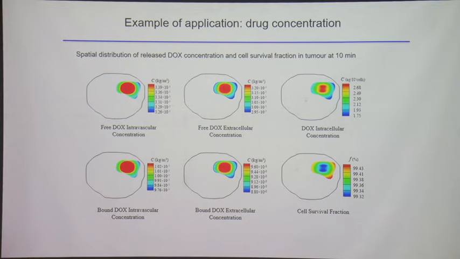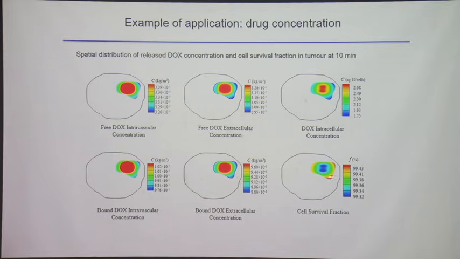And this is the doxorubicin drug concentration in the extracellular space outside of the tumor cells. And this is the intracellular drug concentration. So this is there. And you also have the doxorubicin, the bound drug to intravascular space.